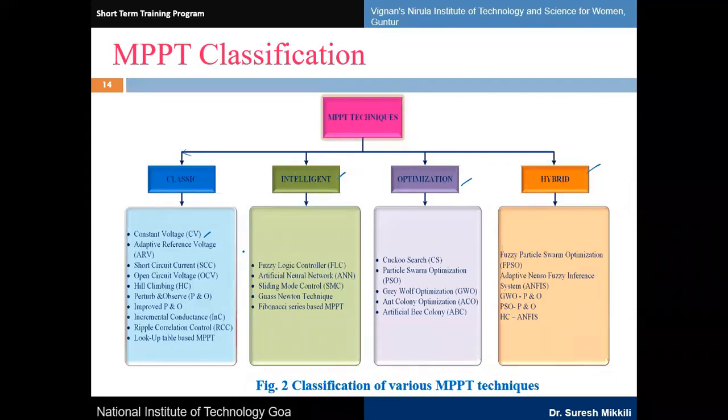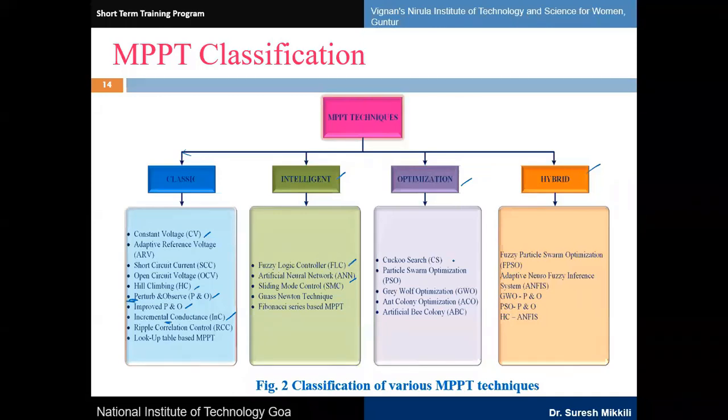Now in classical, we have the constant voltage method, short circuit current, adaptive reference voltage, open circuit voltage, but the commonly used are P and O, hill climbing, and incremental conductance. Now we are going to see P and O and incremental conductance. Coming to the intelligent methods, these work on soft computing techniques, such as fuzzy logic controller based MPPT, artificial neural network based MPPT, sliding mode control, Gauss-Newton, and Fibonacci series. These all come under intelligent techniques.